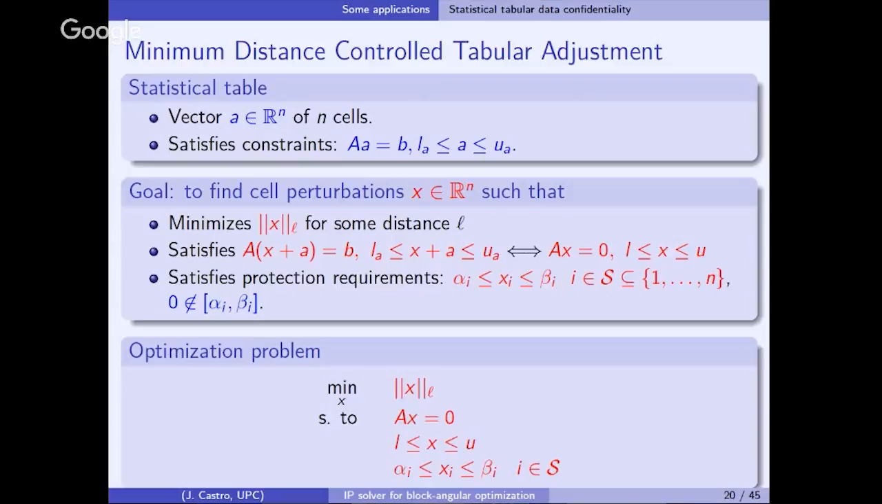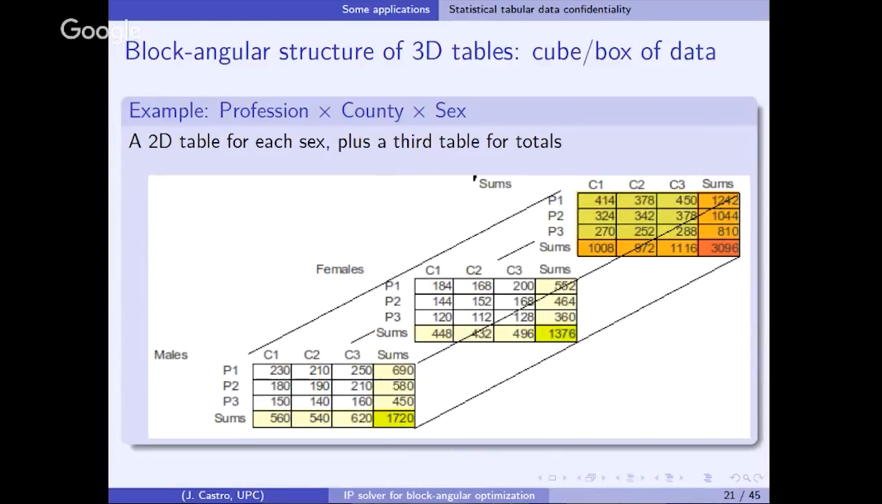which is the vector of minimum perturbation according to some distance, either Euclidean or Manhattan distance, okay, such that Ax is equal to 0. That means we guarantee the marginals, and x is within some bounds. That's the problem, basically. So that's a very general problem. You can apply that to any table. So the question is, well, what does that have to do with block angular problems? The idea is that a particular class of tables is block angular.